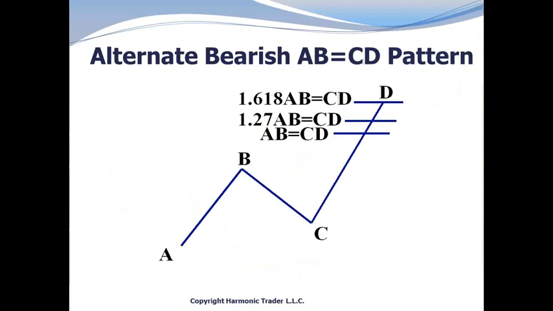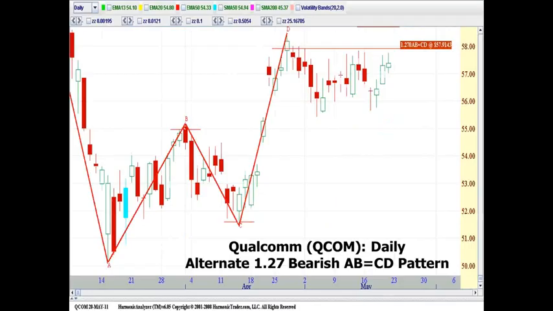Alternate bearish AB equals CD pattern. Again, this is another extended type AB equals CD structure that utilizes the AB segment, multiplies it by either 1.27 or 1.618 to arrive at the completion point for the alternate AB equals CD structure.